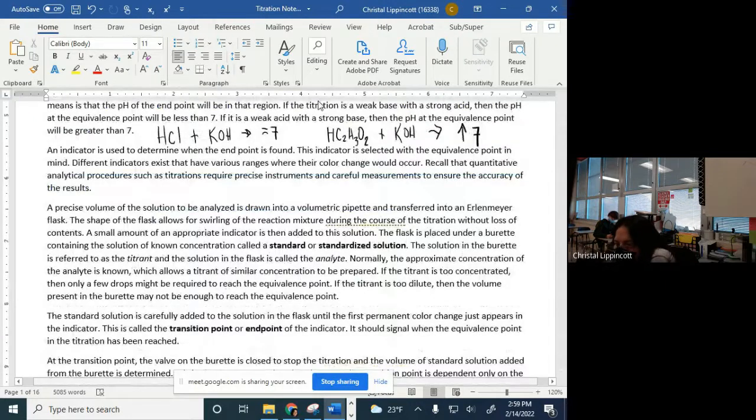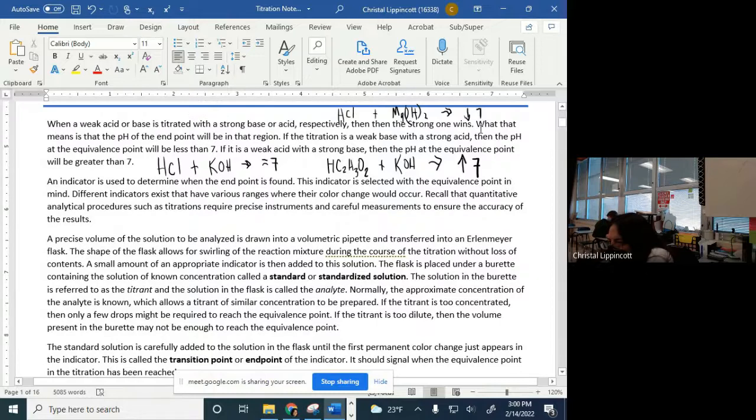So typically you'll use an indicator that will change. You'll figure out where that endpoint should be, and you pick an indicator that's going to change in that range. So if your equivalence point is 4.2, you're going to pick an indicator that typically will change color in that range. You're not going to pick an indicator that changes between 7 and 8. Does that make sense?